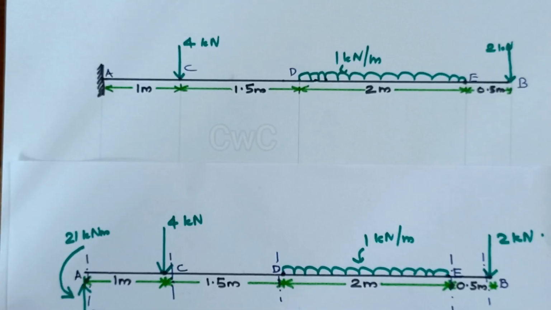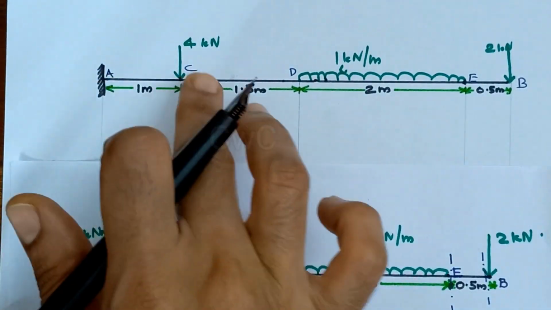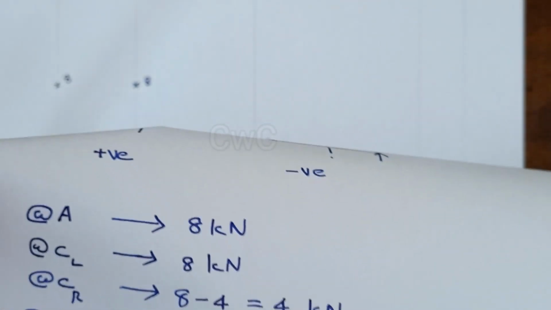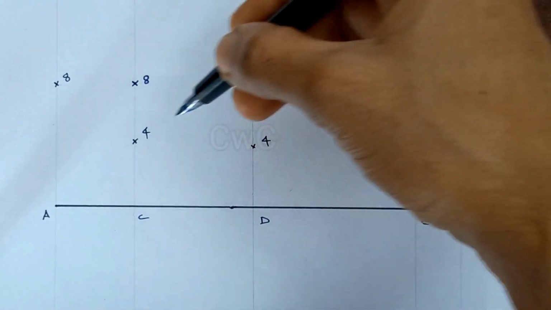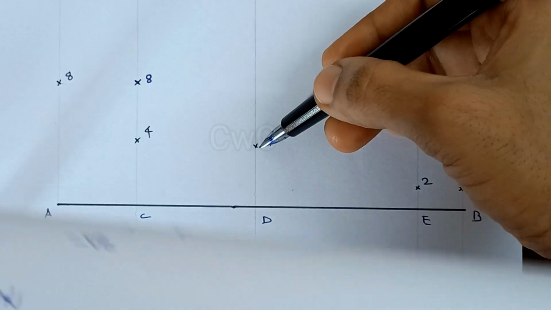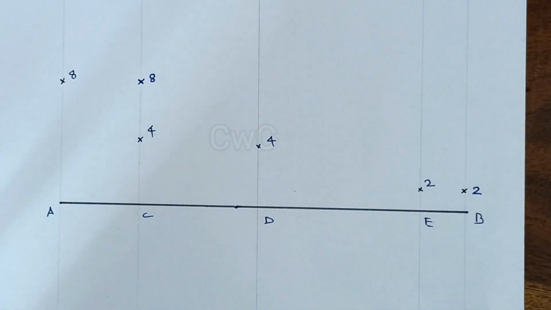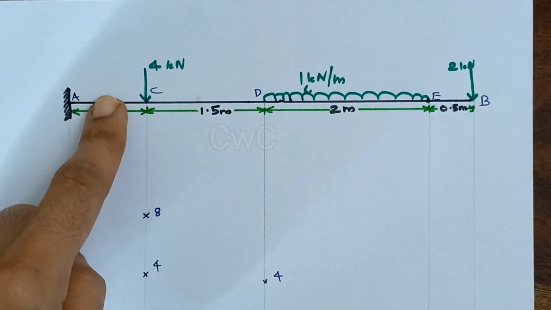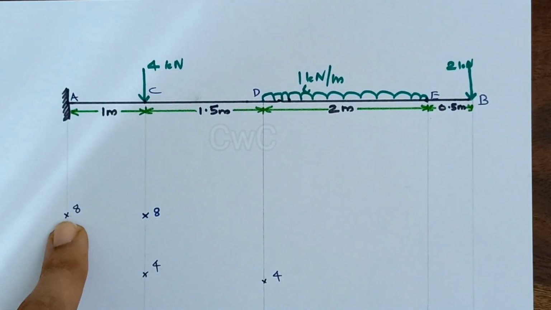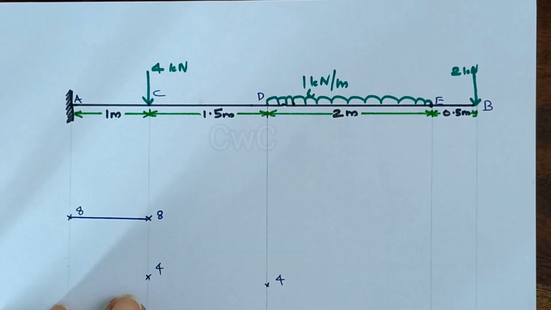So now it's the time to draw the shear force diagram. So this is the beam line. I have taken all these points down. I have marked the calculated shear. At A we have 8 kilonewton and at C we have 8 and 4 and again at D we have 4 kilonewton. At E and B we have 2 kilonewton. See here from A to C there is no other force acting. So once we mark the shear at A, it will be constant till the point C. So we will get a straight line for this portion.